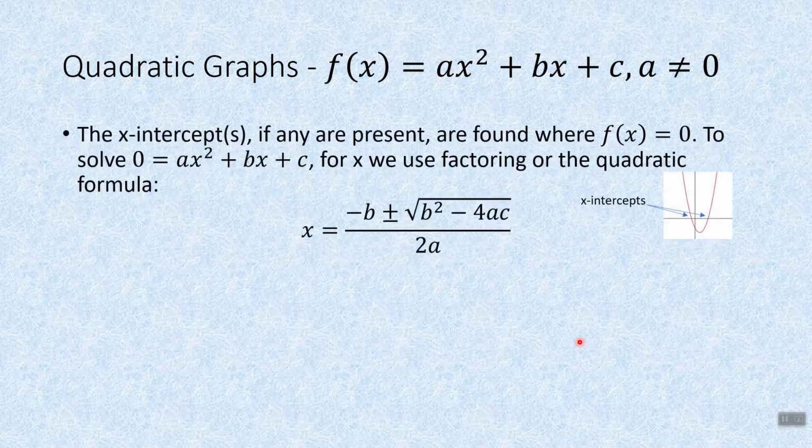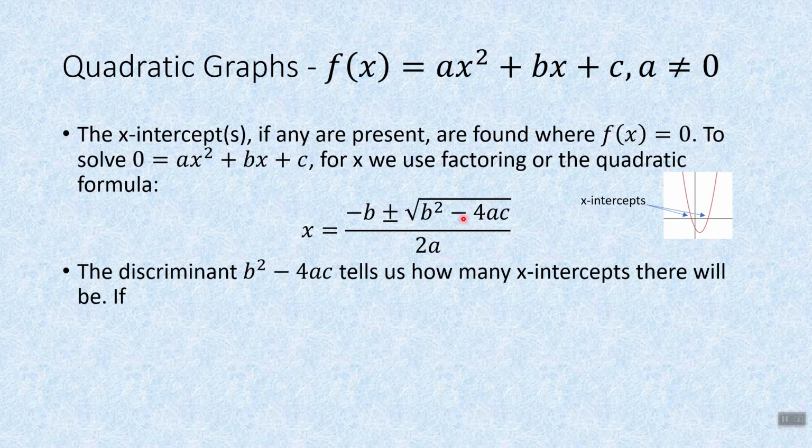More on quadratic graphs. There are x-intercepts sometimes, right? Not always, but they occur where f of x is equal to 0. To solve 0 equals ax squared plus bx plus c for x, we could use factoring, or we could use the quadratic formula. So if you want to find x-intercepts, use the quadratic formula after you get it in standard form. I'm going to show you a method that doesn't really use the x-intercepts for graphing, however. So make sure you understand this concept without the examples that are going to flow.